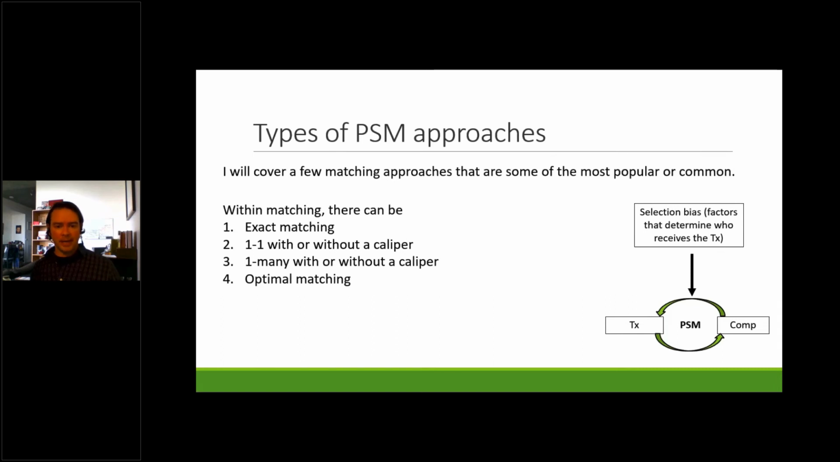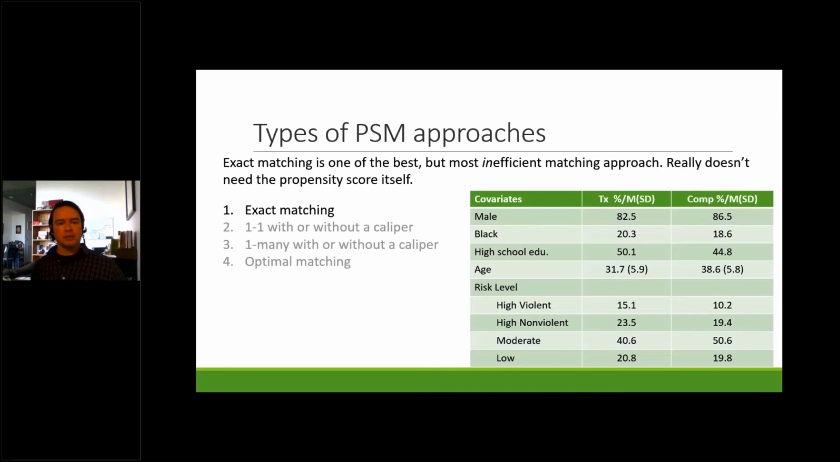I'll cover a few matching approaches that are some of the most popular or the most common that you'll see in the literature in particular. Starting with exact matching. Exact matching can be understood as one of the best, but also most inefficient matching approaches. It really doesn't need a propensity score itself necessarily, because what you're doing is trying to match frequencies, but there are versions in which you can implement a propensity score in the exact matching protocol. Exact matching in some various forms can be combined with these other methods that I'm going to talk about.